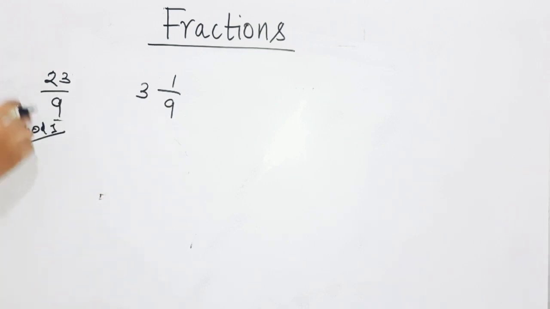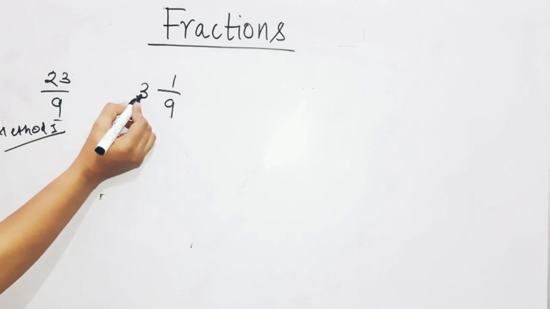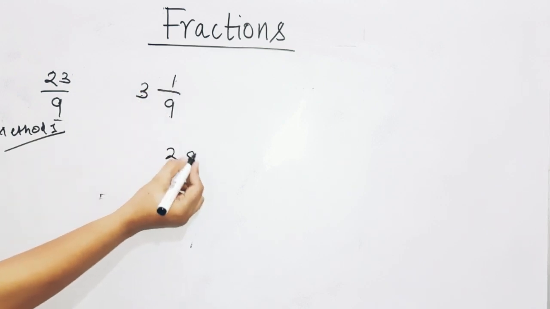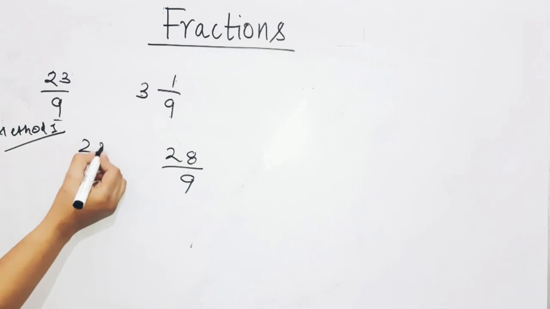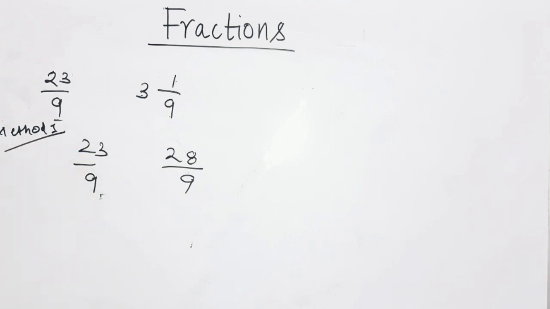See, this is 23 upon 9. 9 3s are 27. 27 plus 1 is 28 upon 9. Now 23 upon 9 and 28 upon 9. Now you have to decide which one is greater, and please reply to me in the comment section. So obviously this fraction is greater. As we did it earlier, 3 1 upon 9 was greater. Now your confusion must be clear.